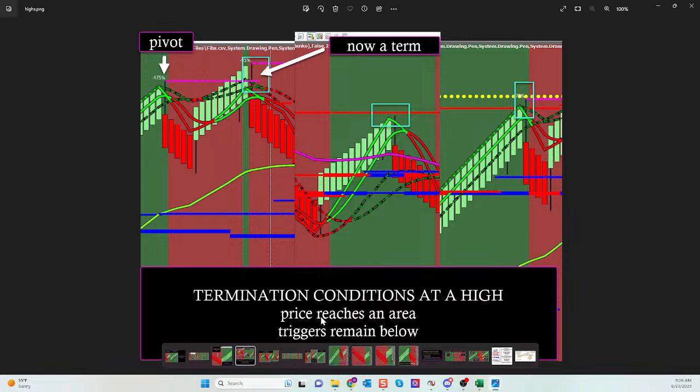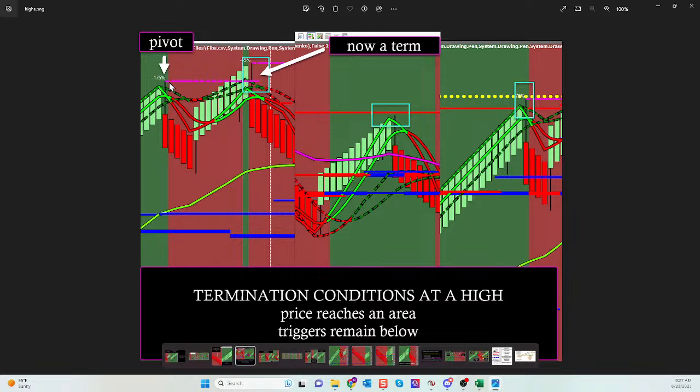Large chart or small chart, Mike? On the 5-1, absolutely. That's why it's one of the areas that we use for entry. Pretty cool, right? Price reaches an area, the trigger lines remain below. Guys, this is how you're going to recognize a termination condition as the market is trending up. Here we have one of those pivots with a loss of momentum, and it creates a magenta line.